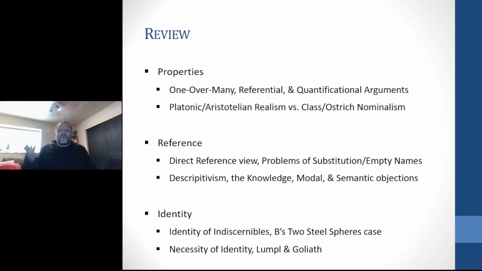There's the direct reference theory and its various problems, and there's descriptivism and its various problems. So, expect a question maybe on one or the other. And then finally, for identity, it's very clear what the split is. There's a discussion about the relationship between identity and similarity, exemplified by questions about the identity of indiscernibles principle, right? And then also this debate we had centering around the Lumpl and Goliath case, but the necessity of the apparent contingency of identity. So again, these are the two things we want.